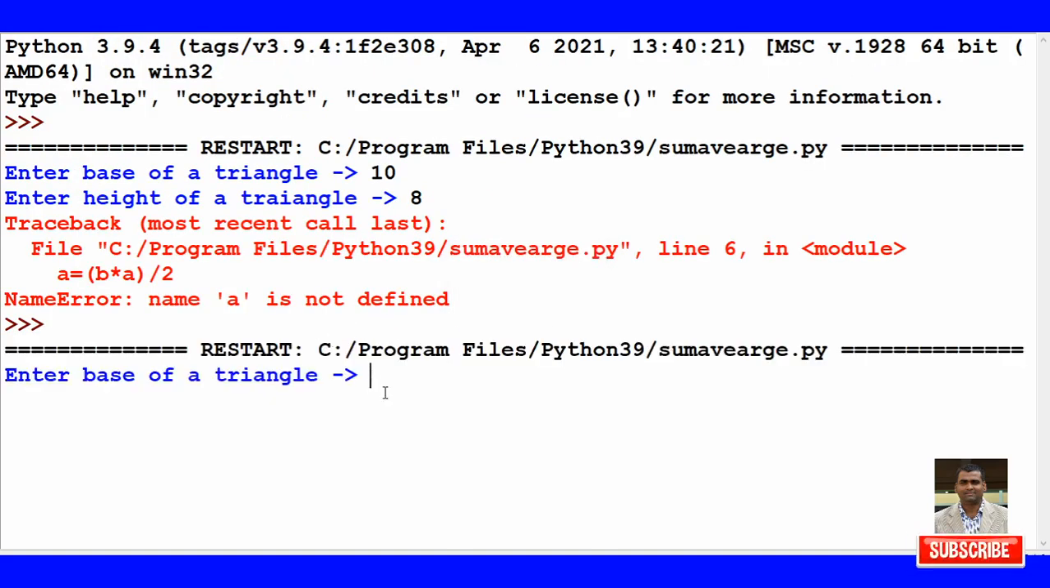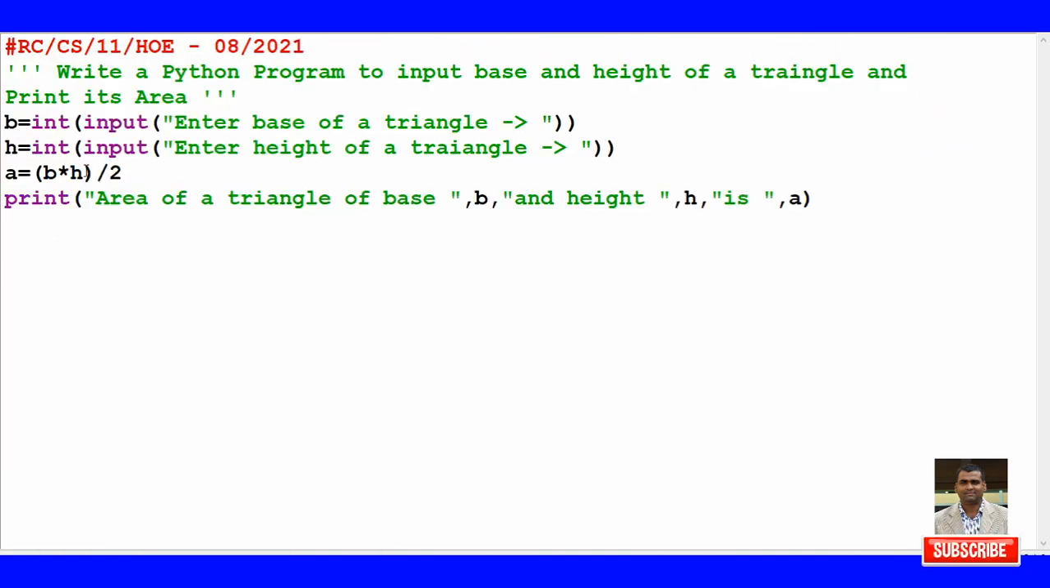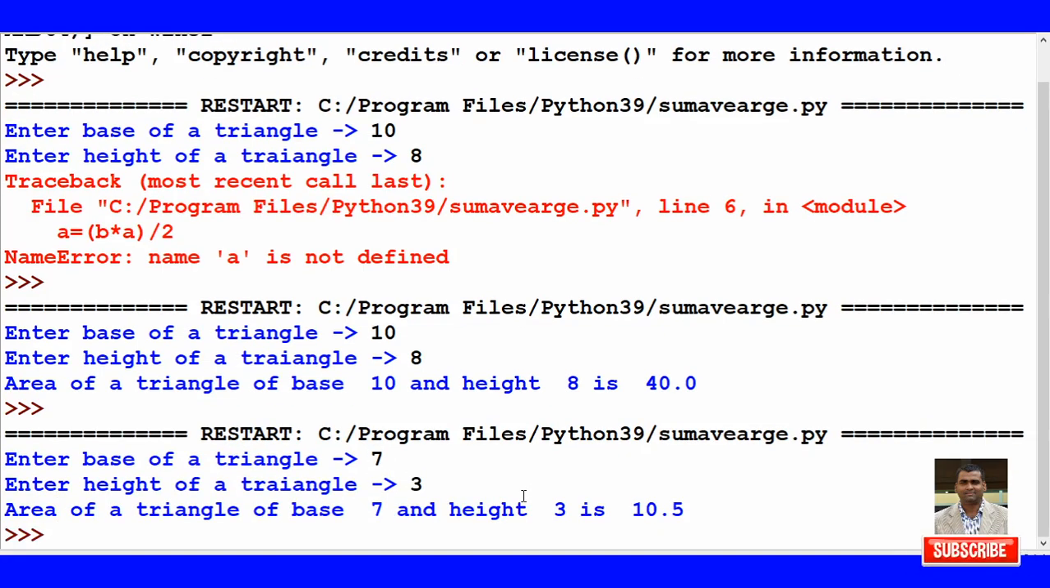Enter base of a triangle, that becomes 10, and then height 8. So see here, area of a triangle of base 10 and height 8 is 40.0. Half into base into altitude, you can make it out, it's coming 40. Why is the point coming? Because when you write this program, you have a division by 2, and it can also find the remainder. Once again I'm going to run the program and see some more. Let's suppose the base is 7 and height is 3. Definitely 10.5 is coming as the area.